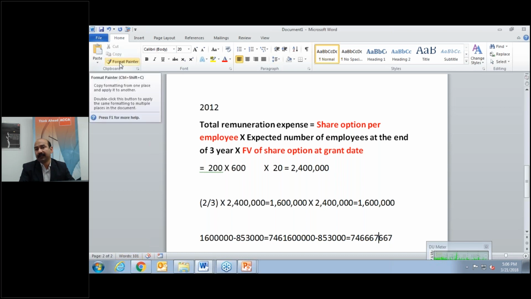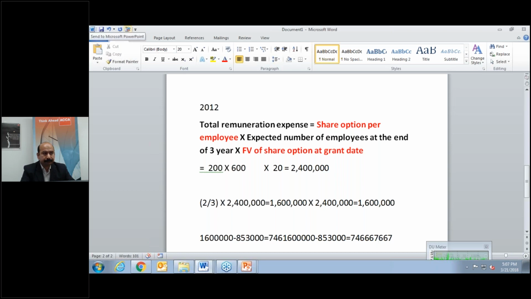But now 2 years have elapsed. So we calculated the total expense for 2 years, and then we know that we have already recognized the expense for the first year, and now we can calculate the amount to be recognized as expense in the second year. I hope it should be clear.